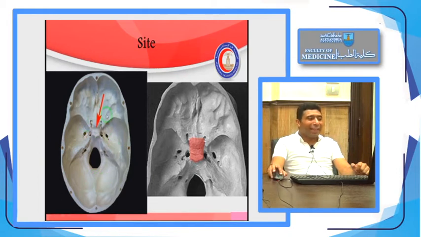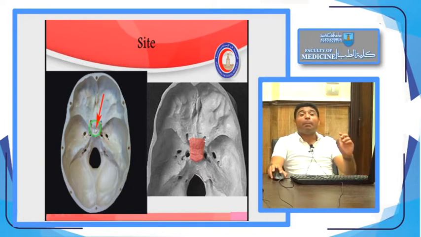Where is it? This bone is called the body of sphenoid, like the red color, like the arrow. This is what is called the pituitary fossa or hypophyseal fossa or sella turcica. What is hypophyseal? Pituitary in Latin means hypophysis. So the pituitary is hypophysis cerebri, and this is called the hypophyseal or pituitary fossa or sella turcica.